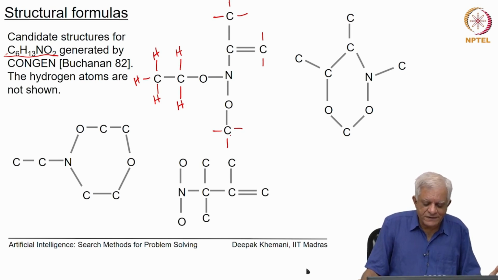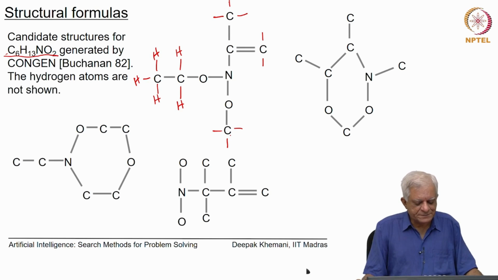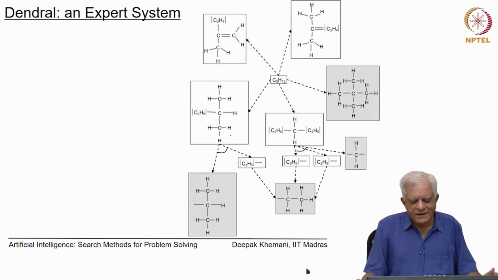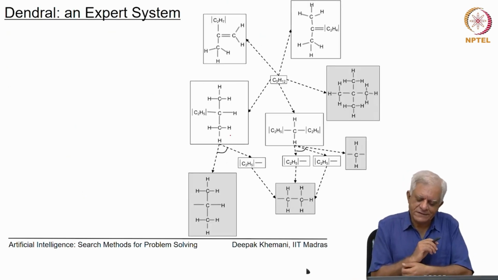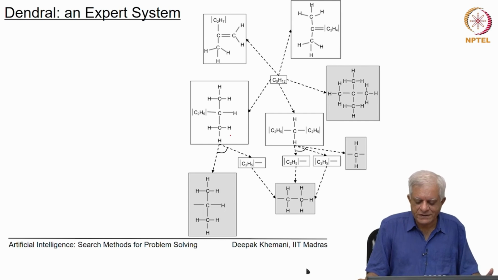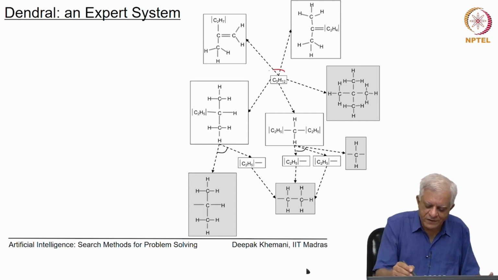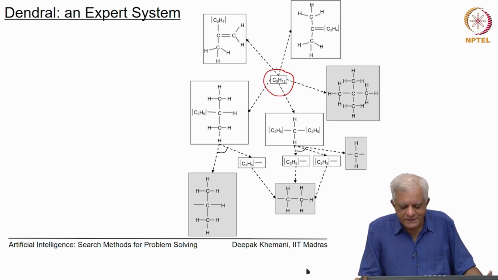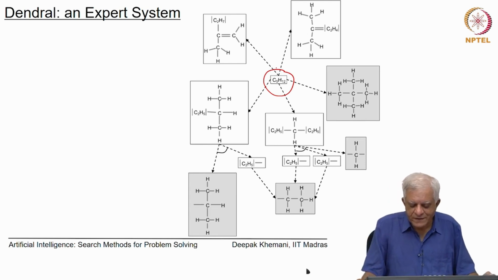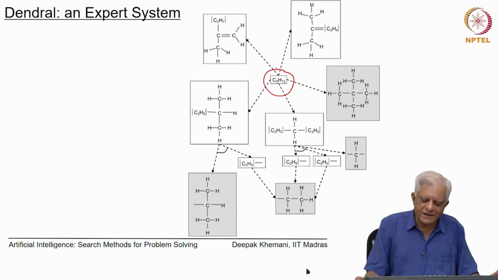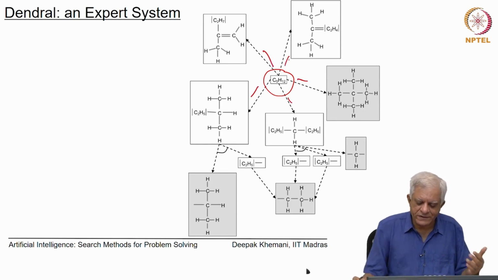So, which of these is really the material that we are looking at? That is the task that Dendrol was helping the chemists to solve essentially. Now, this depicts the kind of search space that Dendrol was exploring. Here we have drawn it for a smaller formula, C5H12, and you can see that in this diagram there are 5 different choices of how to try and explore different formulas.